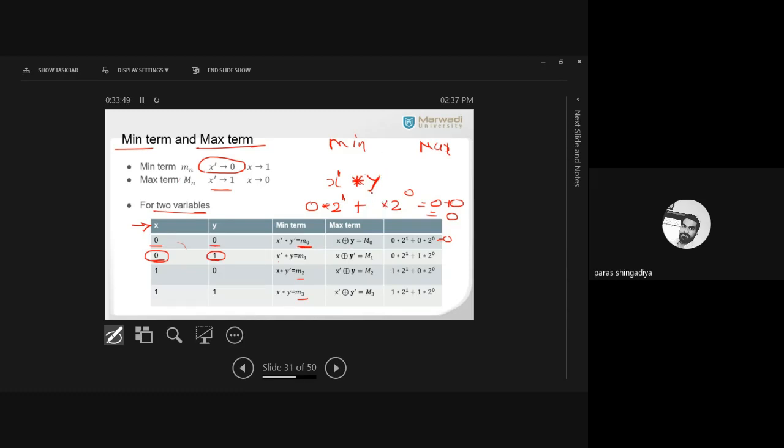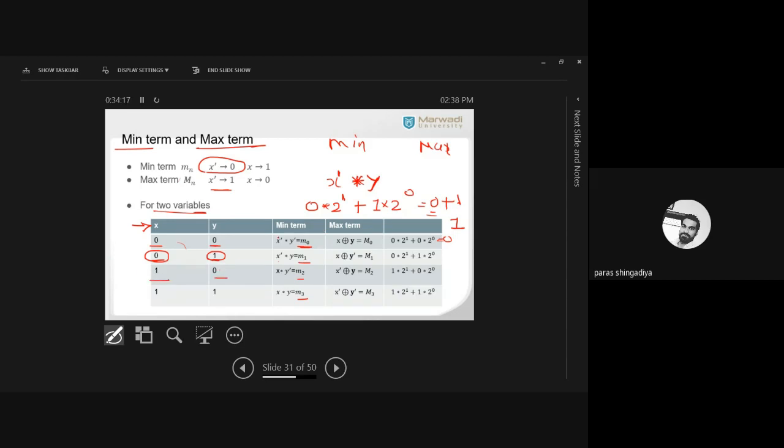So what is the output of y? That will be 1. And what is the output of x dash? That is 0. So multiply 1 into 2 raised to 0 plus 0 into 2 raised to 1. So it is equal to 0 plus 1 into 2 raised to 0. So what is the output of 2 raised to 0? That is 1, and 1 into 1 will be 1. So that is equal to 1. So therefore it is called m1. Clear?